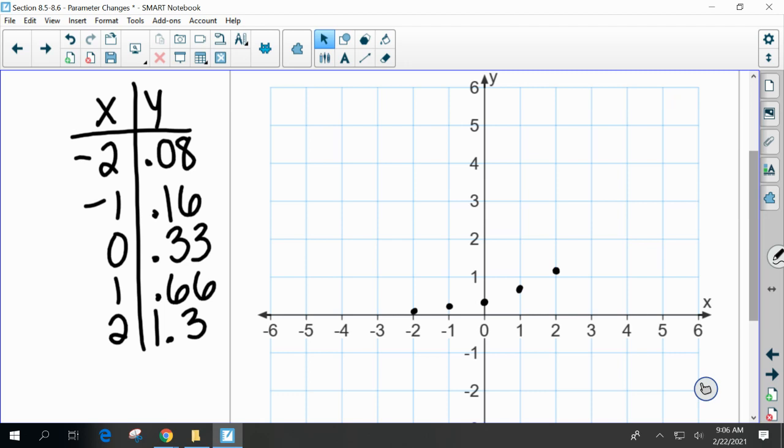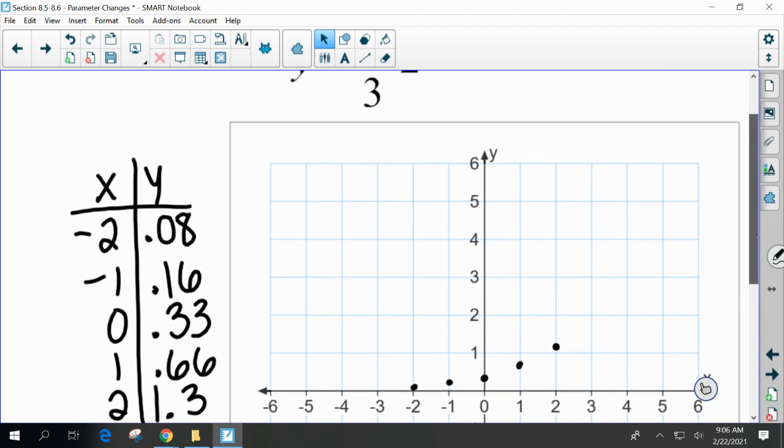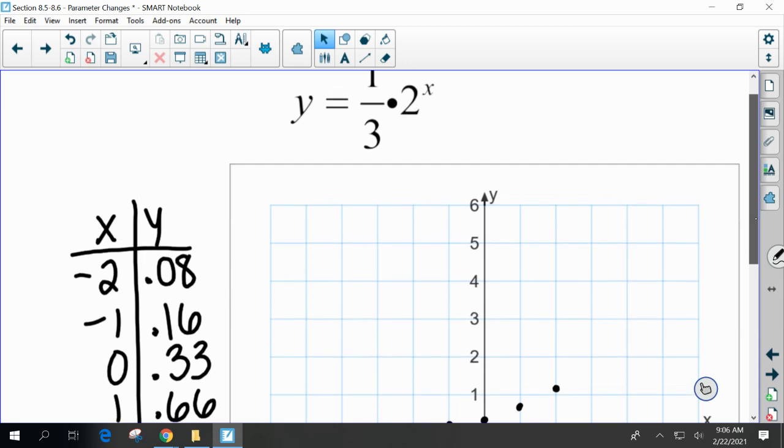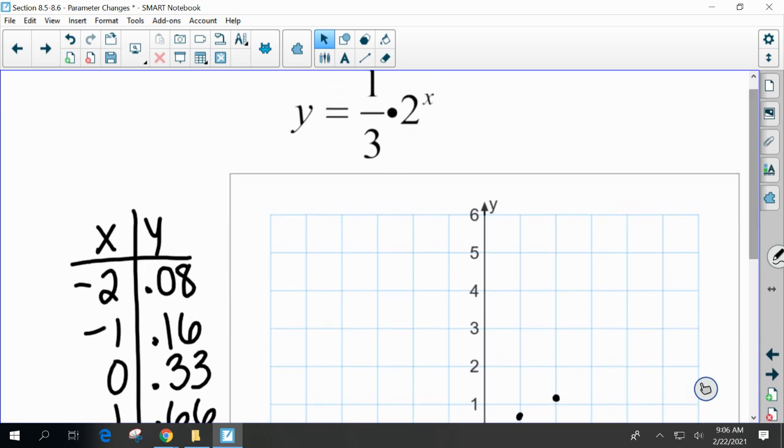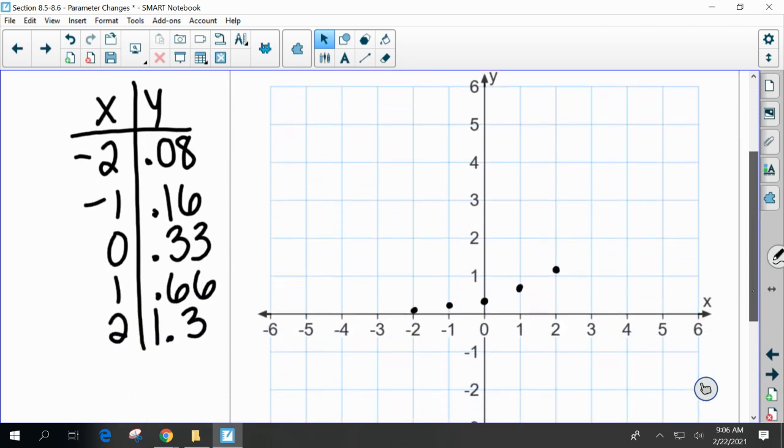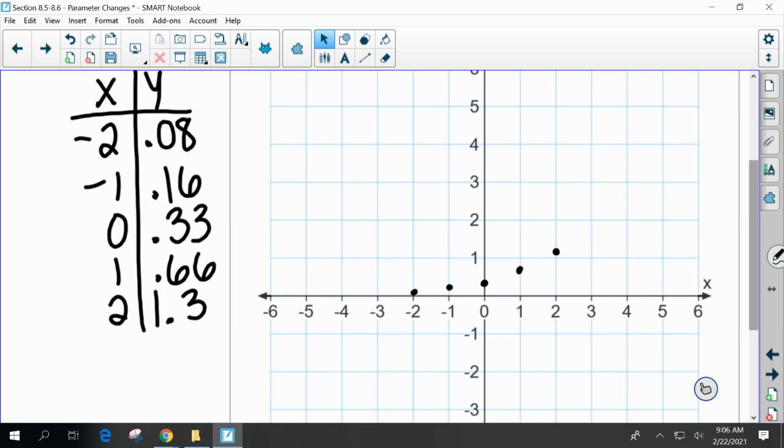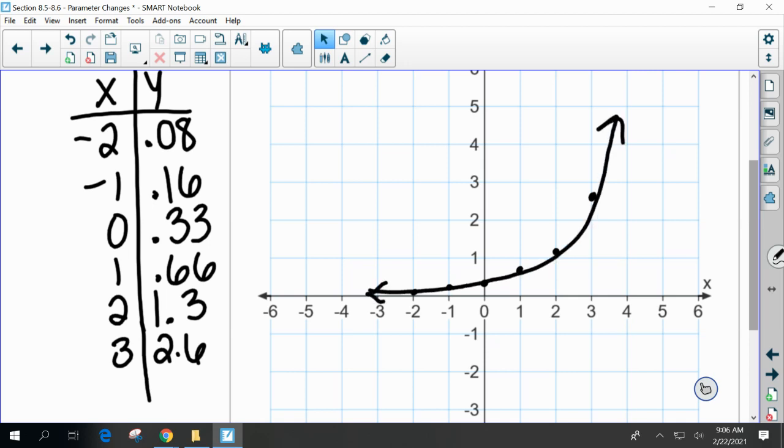If I were to put a 3 in there, so 2 to the 3rd power would be 8, and then 1/3 of 8 would be what? So you want us to add another one? Yeah, I added another one so I could help draw my curve a little more accurately.